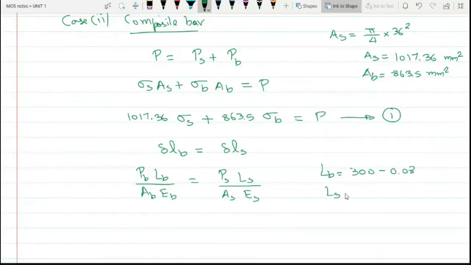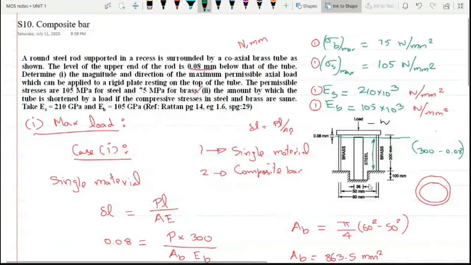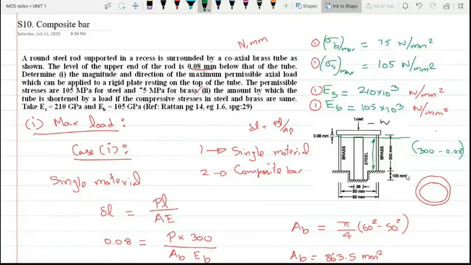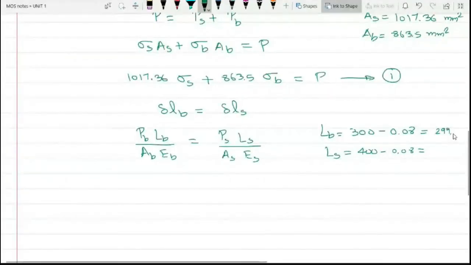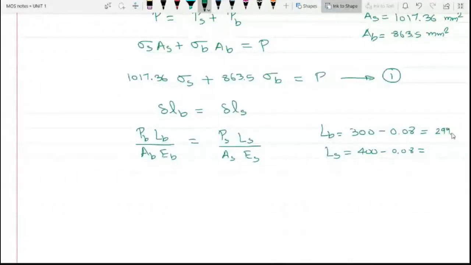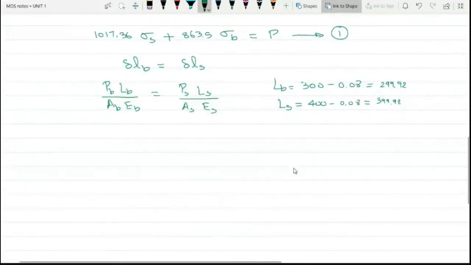Let us go for LS, the length of my steel. The length of my steel is from here to down. Again, I think there is not much difference. So when you consider here, it is 300 plus 100 minus 0.08. So it is 400 minus 0.08. LB is 299.92, and this will be 399.92.